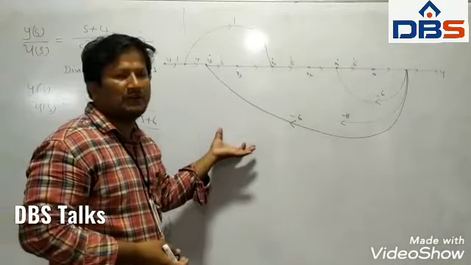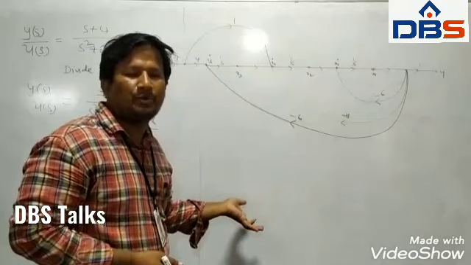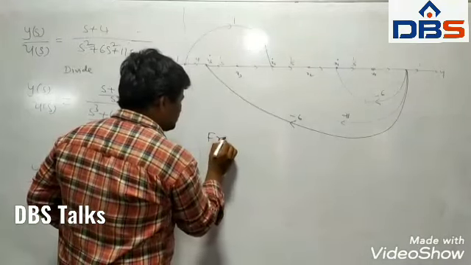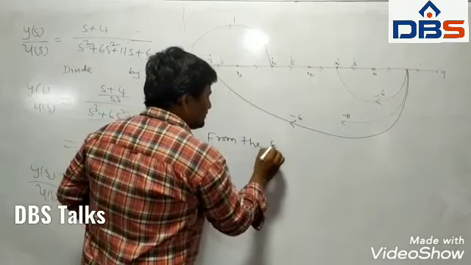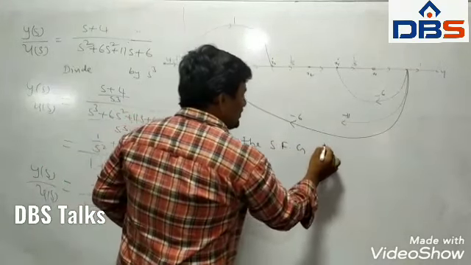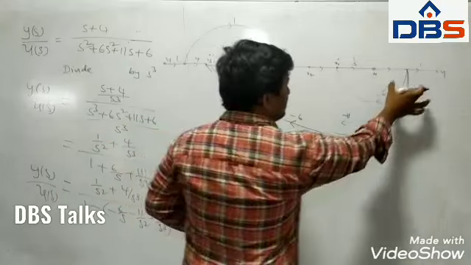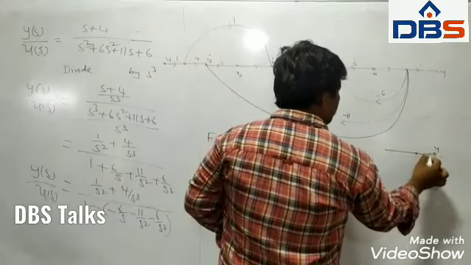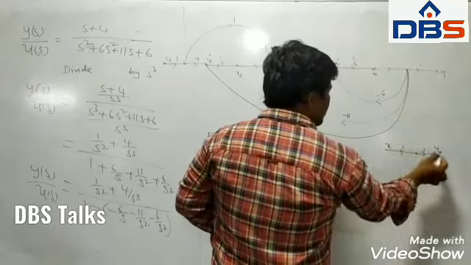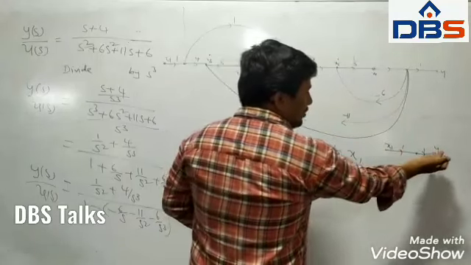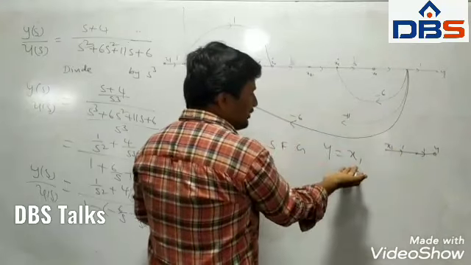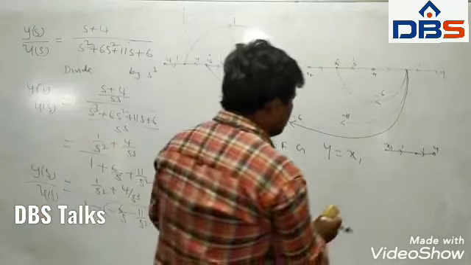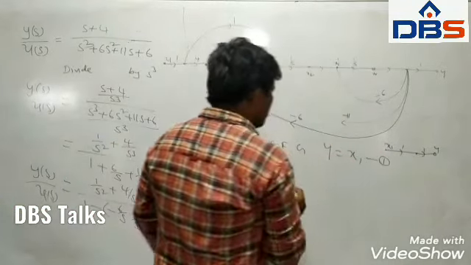Now from this signal flow graph construction, we have to derive the state model of the system. From the SFG, y is equal to x1. Here this is x1 and this is y, with gain 1. So y by x1 equal to 1, that is y is equal to x1. Take this as equation 1.